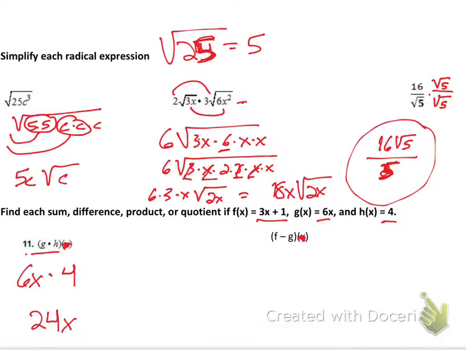Then for this one, I need to take f minus g. So I'm going to take f, which is 3x plus 1, and I'm going to minus g, and g is 6x. So if I do that, I get negative 3x plus 1.